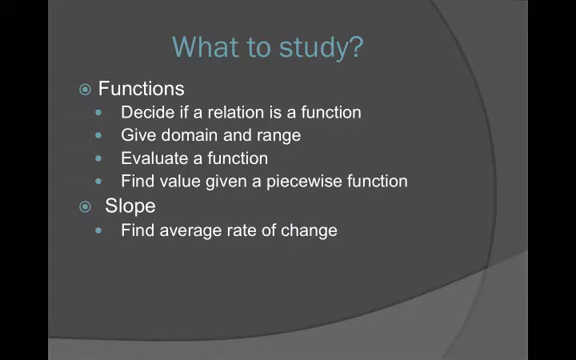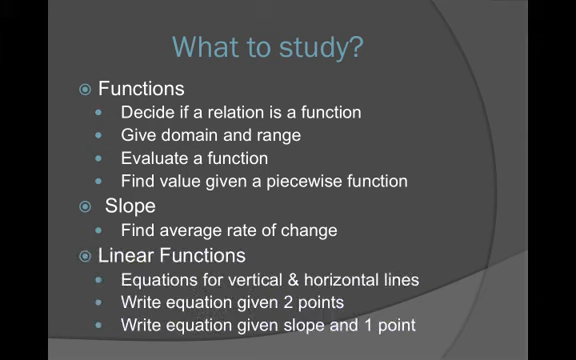For slope, you're going to need to obviously find the slope, and this includes being able to find the average rate of change. All I'm saying here is make sure you know that I can ask for slope or I can ask for average rate of change, and it doesn't matter. It's the same steps. You will get the change in some y divided by the change in some x.